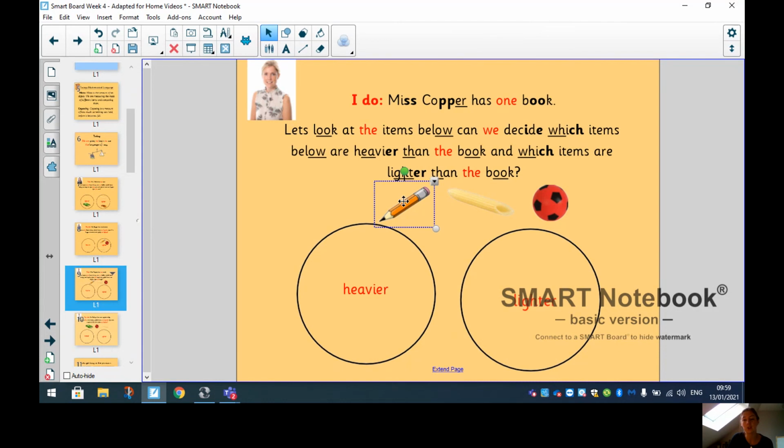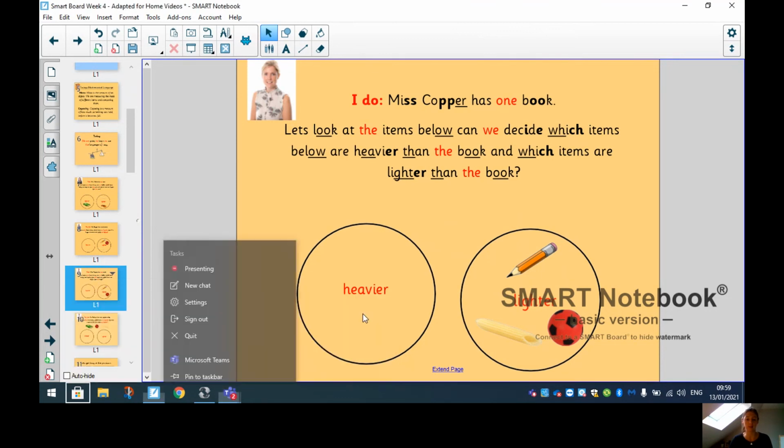Okay, so do we think the pencil is going to be lighter or heavier than the book? I think the pencil is going to be lighter, so I'm going to move it to our lighter circle. I also think the pasta is going to be lighter than the book and the ball, because our book did weigh quite a lot when we did it earlier. Shall we double check to see if we are right? Let me get my scales back out. And I've got my pasta, my ball and my pencil and my book. Let's have a look.